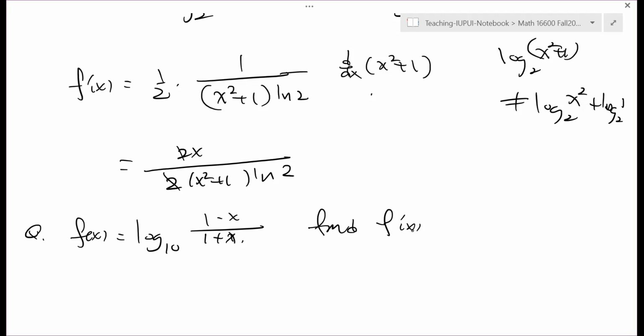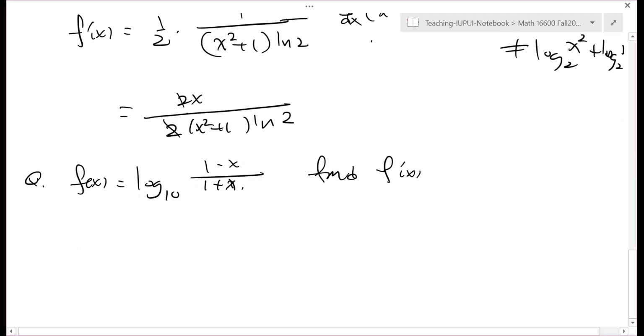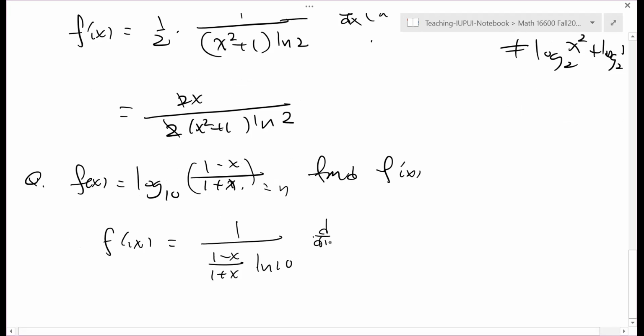I hope you already found the derivative and simplified. Now, if you do not modify the function, it's very complicated. You can view this one as a y, then take the derivative by the chain rule. If this is a y, then it's going to be 1 over y times natural log of 10, and then the derivative of (1 minus x) over (1 plus x).